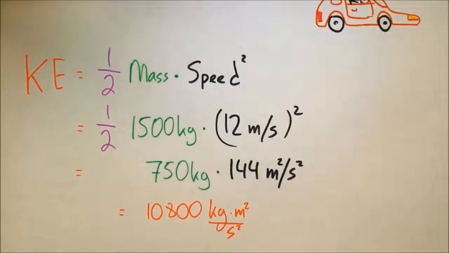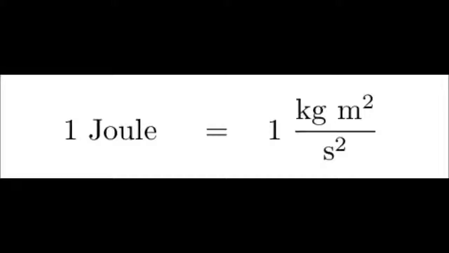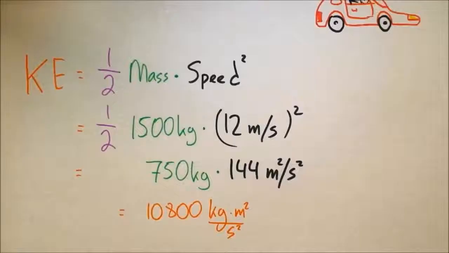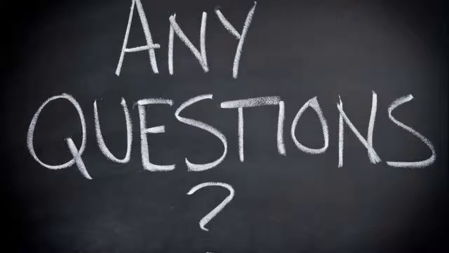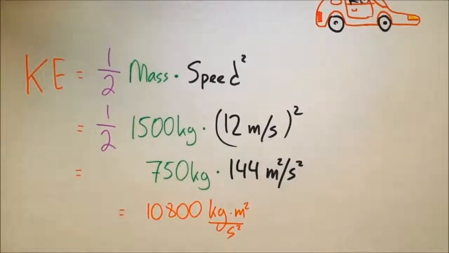And if you left it like that, perfect. And if you knew that this is actually a joule, capital J, you can write that in, but this is perfectly valid. Joule is just a shorthand for writing that monstrosity. Questions? Thank you.